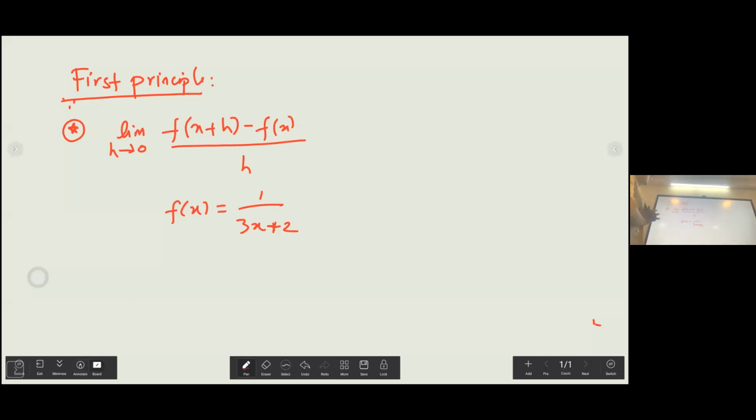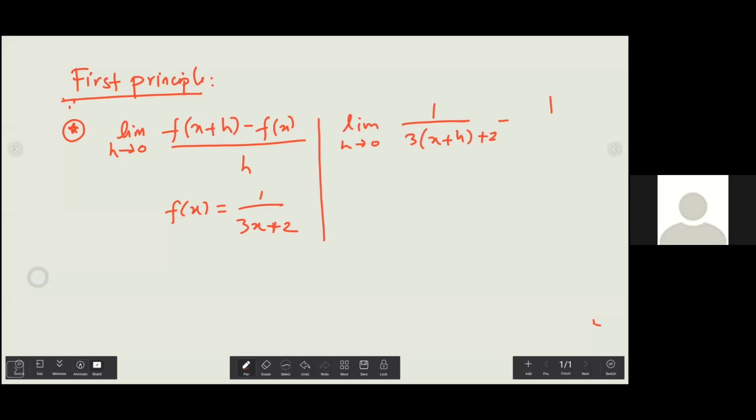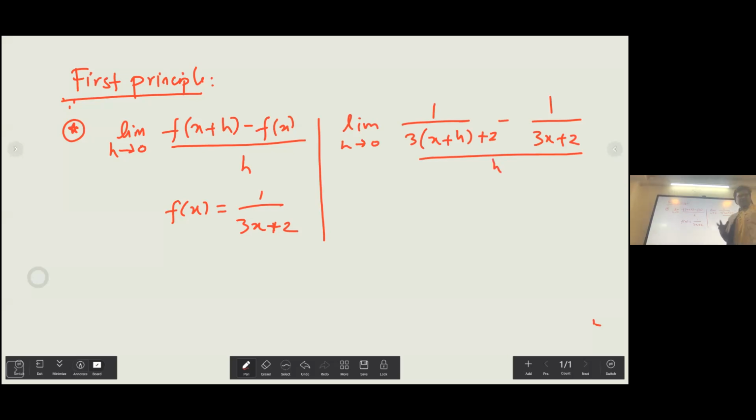So let us say I have the function 1 upon 3x plus 2, and I want to find out the derivative using first principle. So applying first principle, it will be limit h tending to 0, f of x plus h, where f of x plus h is 1 over 3 times (x plus h) plus 2, minus f of x, that's 1 upon 3x plus 2, and the whole thing divided by h. So f of x plus h minus f of x, divided by h. That's the formula that we have.